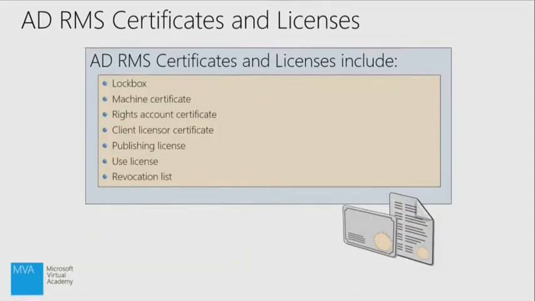Certificates and licenses. Again, this is where we get into some nuts and bolts. Lockbox, machine certificate, rights account certificates, client licensor certificates, a publishing license, a use license, and a revocation list. All of these things are components needed by ADRMS to function correctly and provide this functionality in the first place. The lockbox is a dynamic link library used to increase security in the environment in which an ADRMS application runs. Not necessarily a required component.